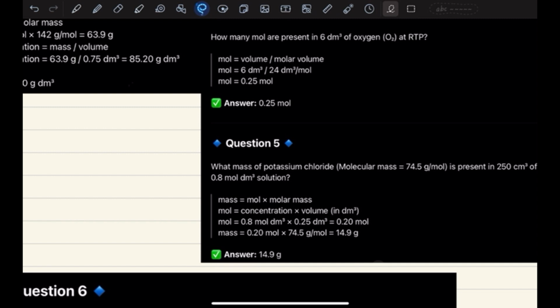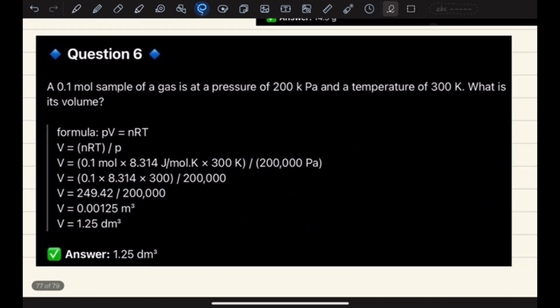So we need to find the number of moles, right? The moles is equal to the concentration multiplied by the volume. Cool. Again, conversion. We needed to convert that 250 centimeters cubed into 0.25 dm cubed. Like I said, this can catch people out quite easily, right? When you do that, you get the number of moles, you times it by the molar mass, you get your mass, yeah?